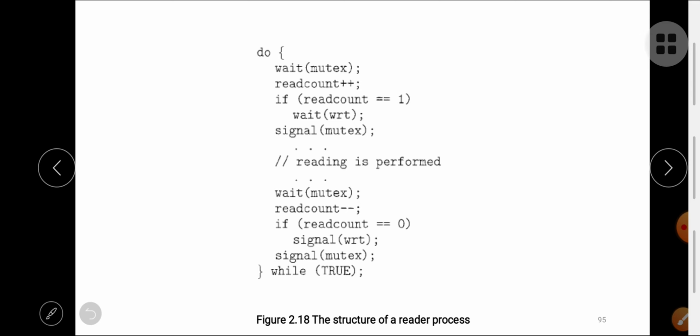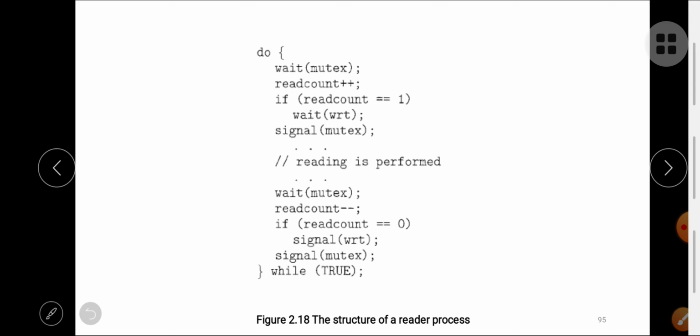Next is the structure of the reader process. Do wait mutex, which means mutex minus minus, and read count plus plus. If read count equals 1, then wait write, which means write minus minus, and signal mutex, which means mutex plus plus. Then reading is performed here, and wait mutex is nothing but decrementing the value of mutex, mutex minus minus, as well as decrementing read count, read count minus minus. Once the read count value becomes 0, then signal write, which means write plus plus, then signal mutex, that is mutex plus plus.